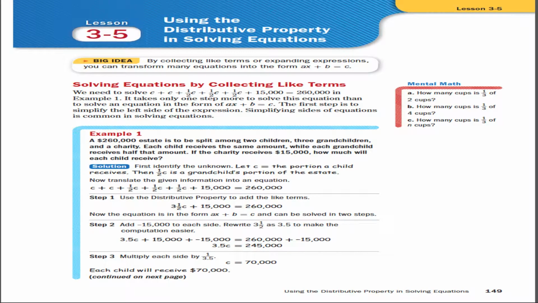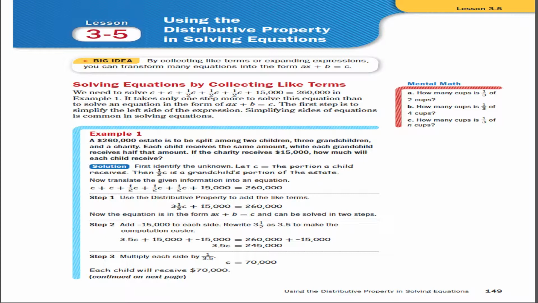This is 3-5. We're using the distributive property to help us simplify and solve equations. Our goal is to take something that's kind of complicated and get it back into the form that we saw before, the ax plus b equals c form. Sometimes they're not like that, but we can use our properties to get us there. So when we look at the distributive property, we've got a few examples here.